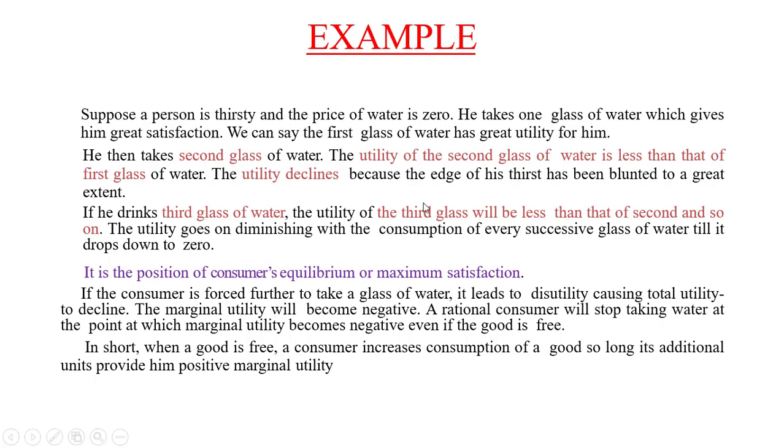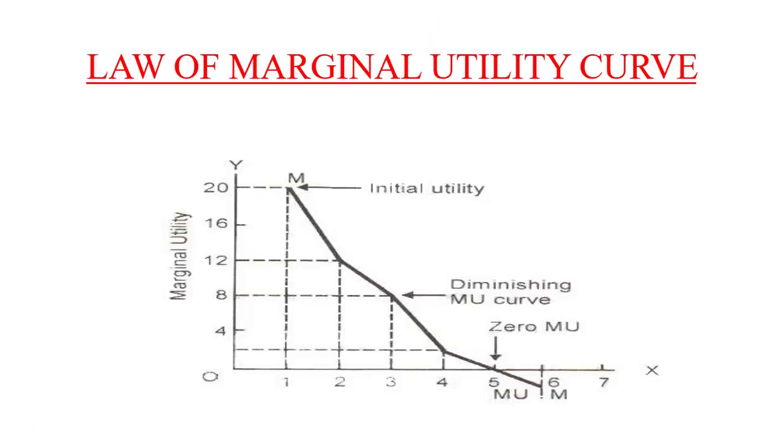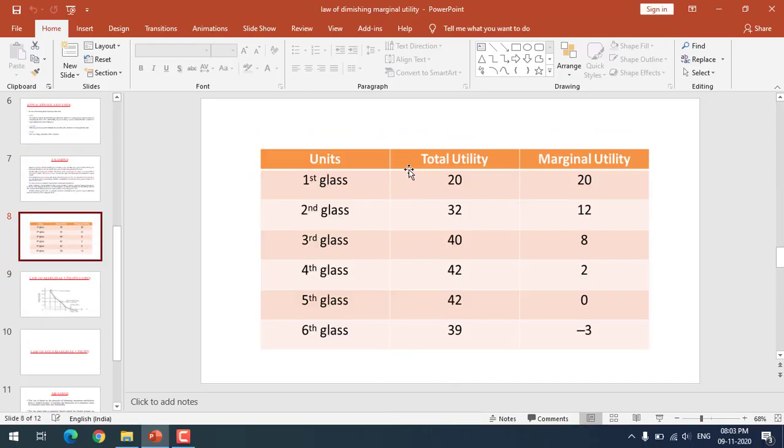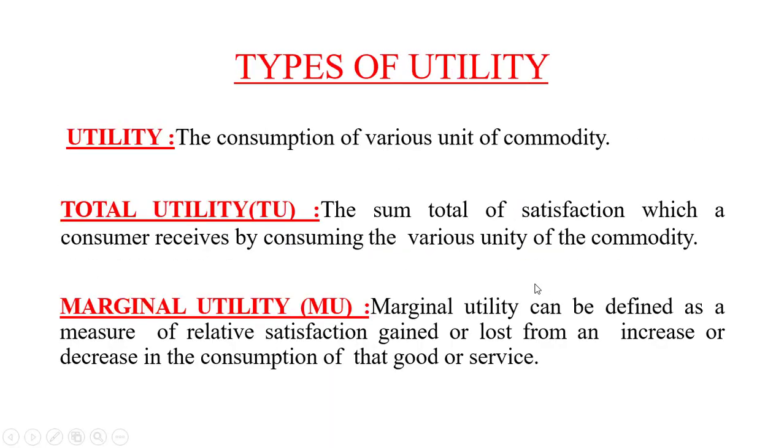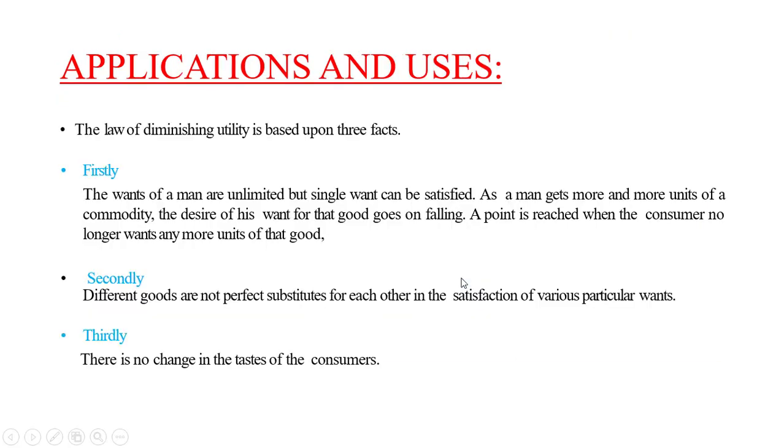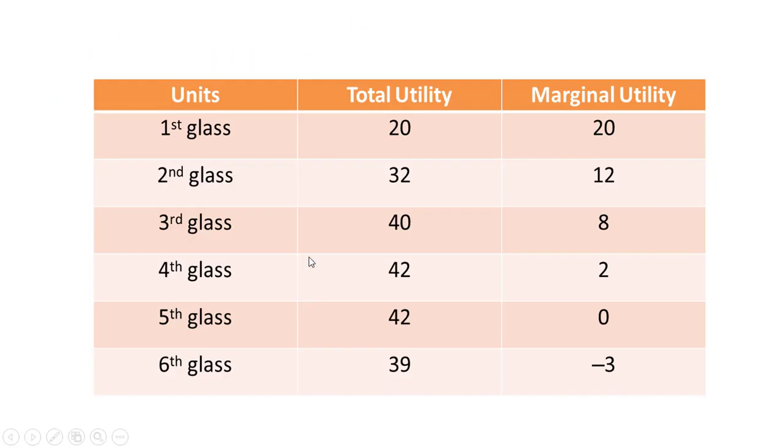Okay, so this is the example which I have given. You can go through this, read it one to three times, and then you will understand it. Now let's go to the law of marginal utility curve. Before that, I think I have given one table here. This table I have already explained. The explanation of the example is given in this table, and from this table you can understand it.